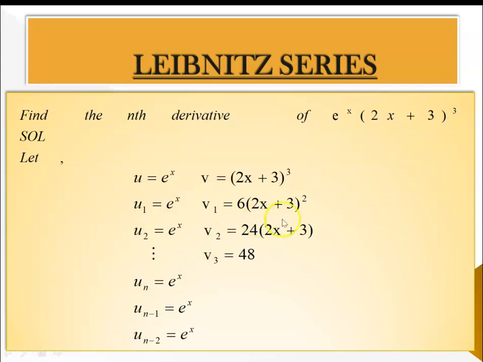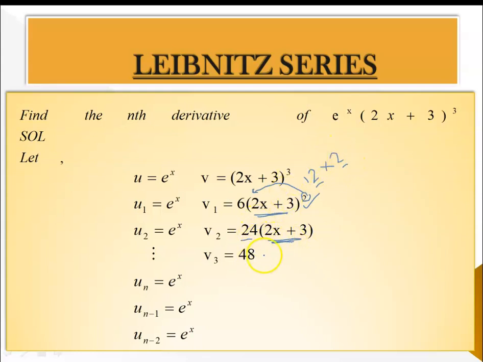Similarly for v2, we take the derivative of this part and differentiate it. We multiply 6 by the power 2 first, we get 12, and then when we take the derivative of the function we get 2, so 12 into 2 is 24. So here we have written 24 and the function for the second derivative. What we do is take the power, multiply it with the coefficient, so we get 12, and then we write the function itself, 2x plus 3, and then we take the derivative of the function, which is 2. So 12 into 2 is 24.